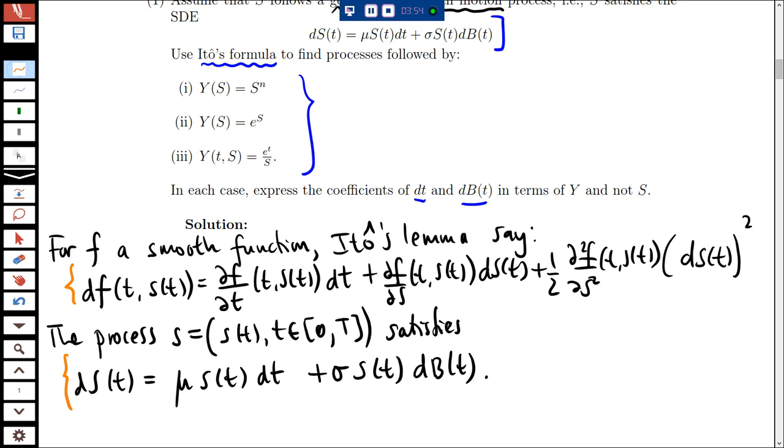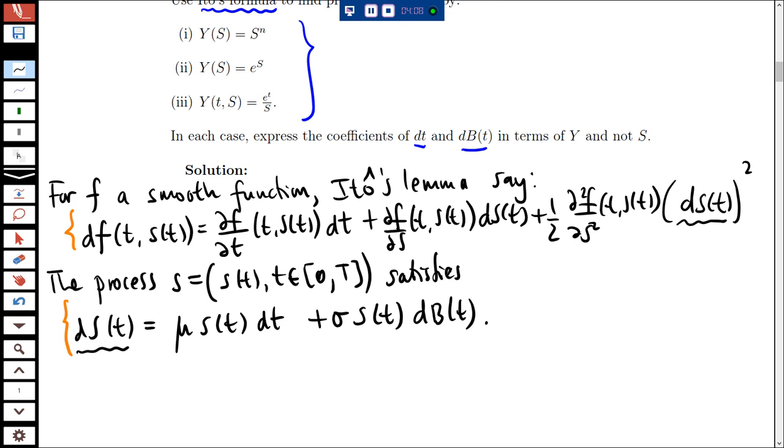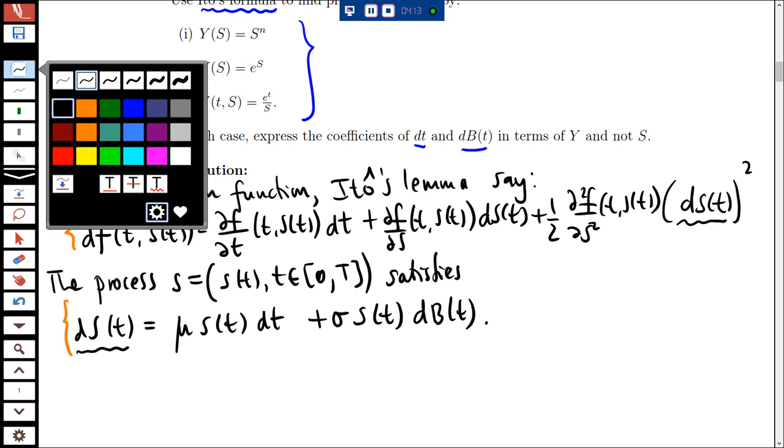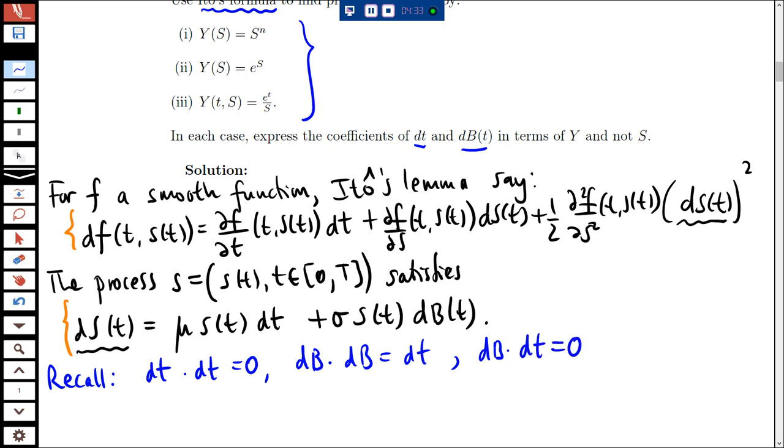These two, and notice that these ds's are the same, so we could substitute the second one into the first one, and before we do that we should square ds, and there are some properties we need to recall. So these are the properties we should recall. dt times dt is 0, dB times dB is dt, and the cross terms, dB and dt, multiplied equal 0.